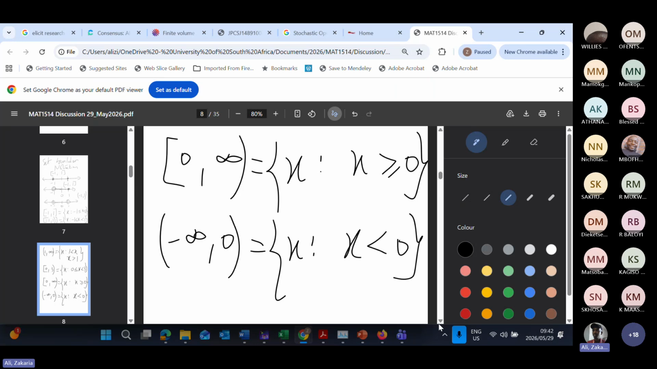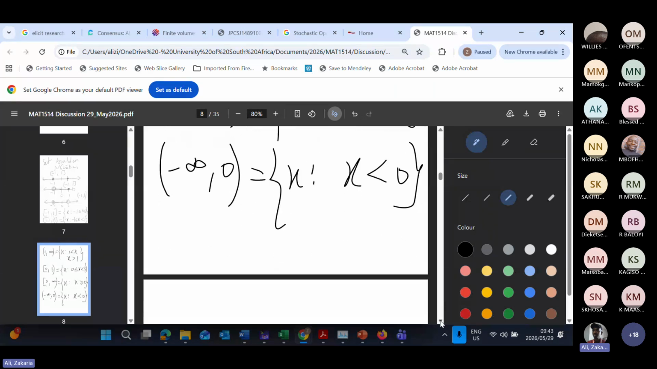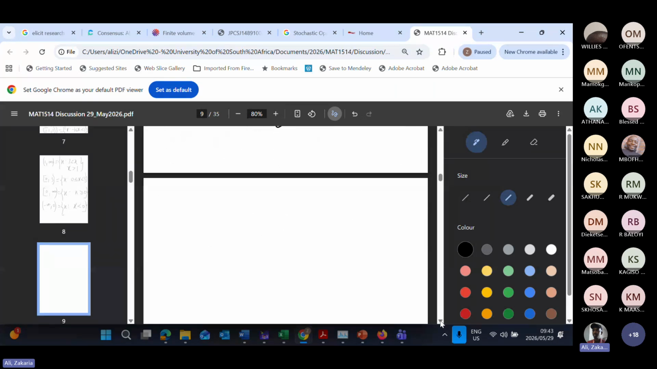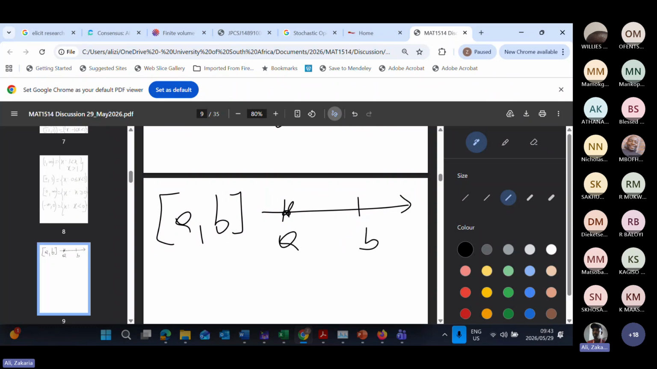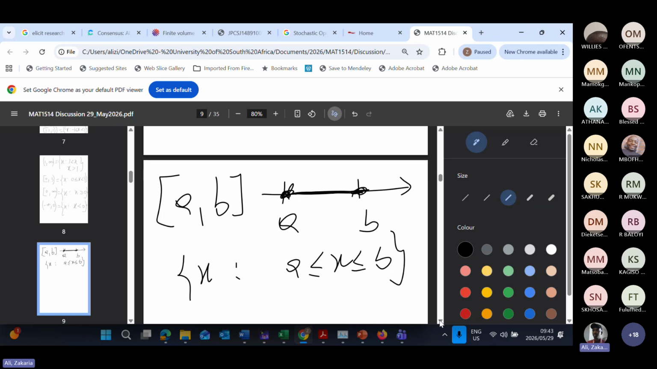So I guess now you should be familiar with this. In a similar fashion, if you have a to b, you can just have it in this form. You say a here, let's say b is somewhere here. It doesn't matter where they are, and this is closed. Then this is just x in between a and b. In set builder notation, you say the set of all x such that x is between a and b. That should characterize all of them. All right, any questions on set builder notation?